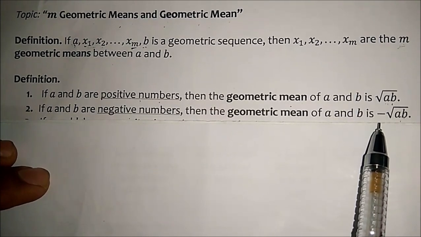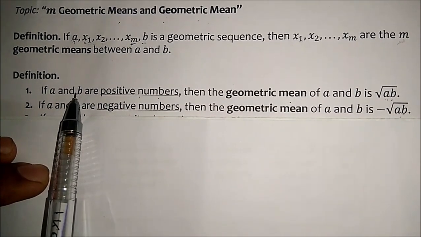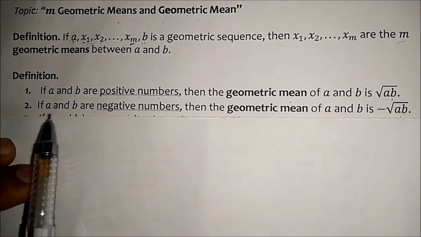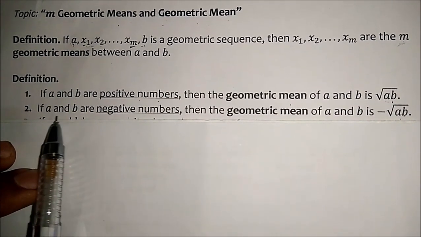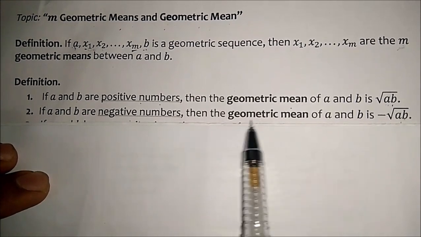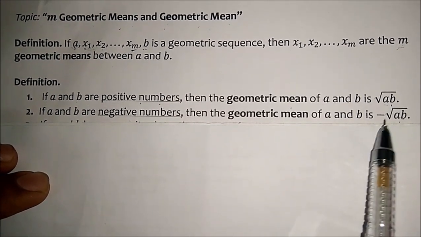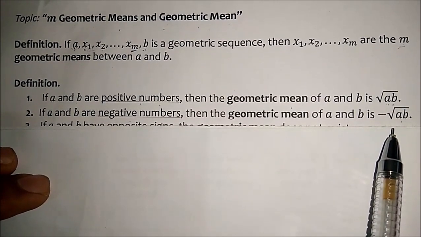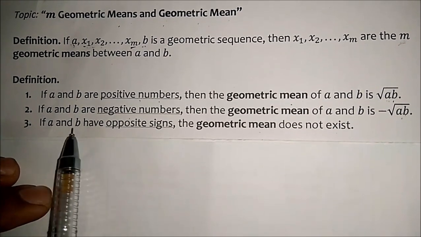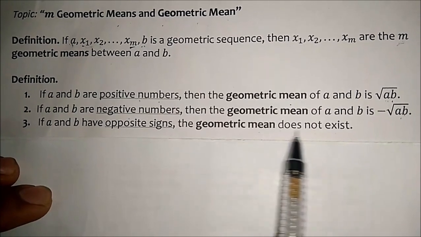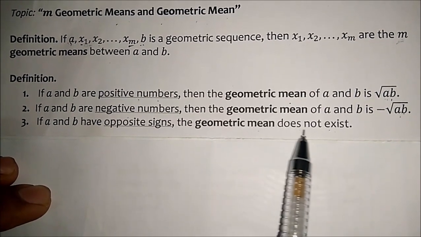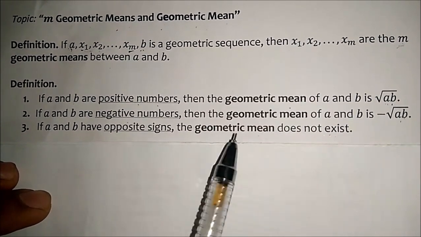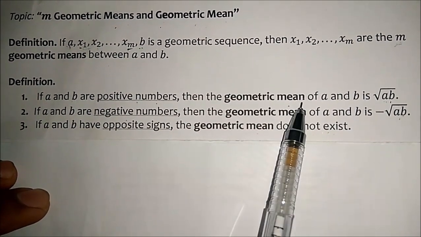So take note, if two numbers are both positive, the geometric mean is also positive. While if A and B are both negative, then the geometric mean would be negative. Now, what if A and B are of opposite signs? Ganito lang yan. So pag magkaiba sila ng sign, there is no geometric mean. The geometric mean does not exist. That's simple. Now, let's try to solve some problems involving geometric mean first.